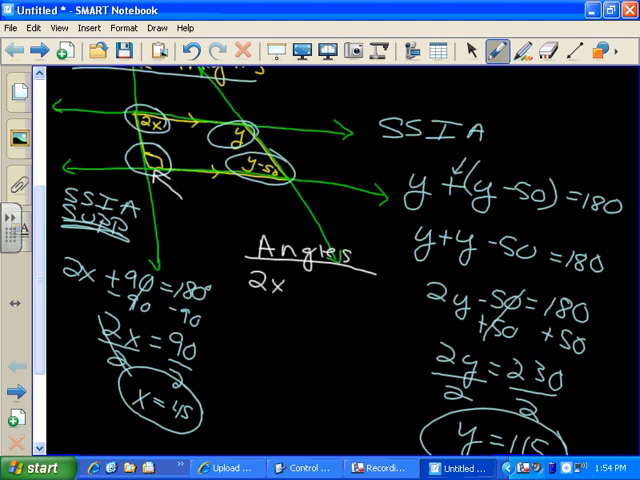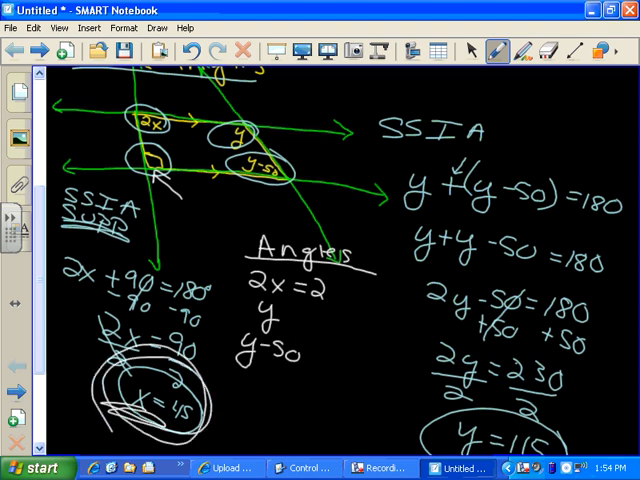We had an angle that was 2x. We had an angle that was y. We had an angle that was y minus 50. Well, 2x, what was the value of x again? Yeah, it's way over there. x was 45. So we take 2 times 45 by substituting it, and that gives us another 90-degree angle. y, we already know, is 115 degrees.